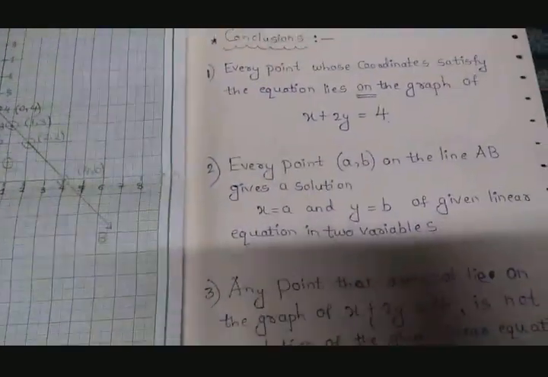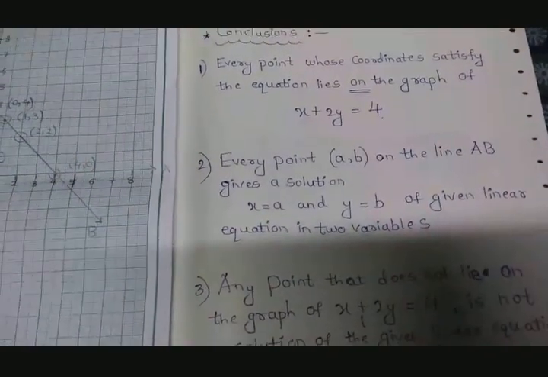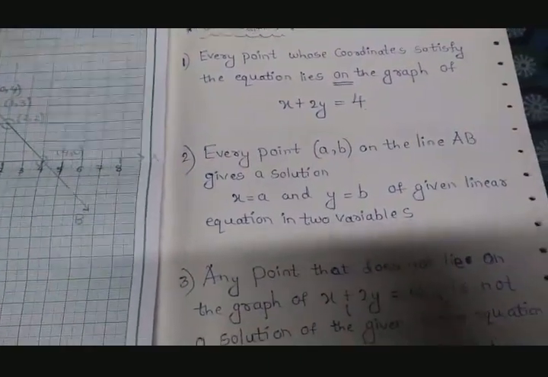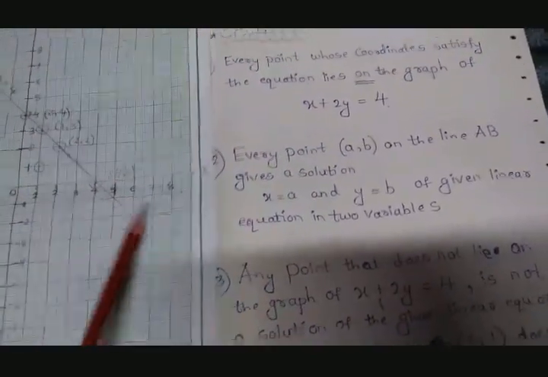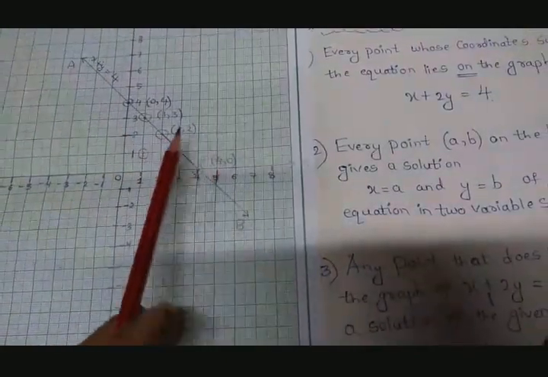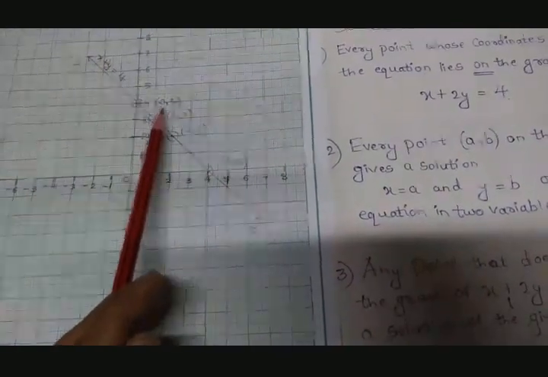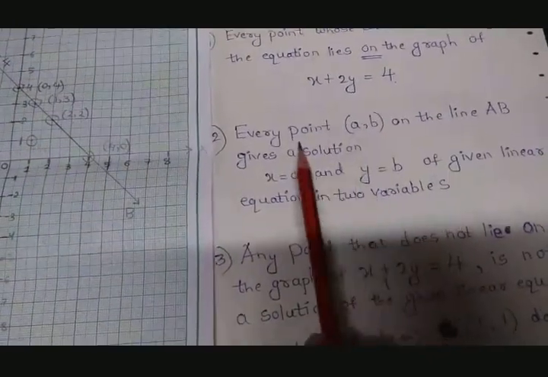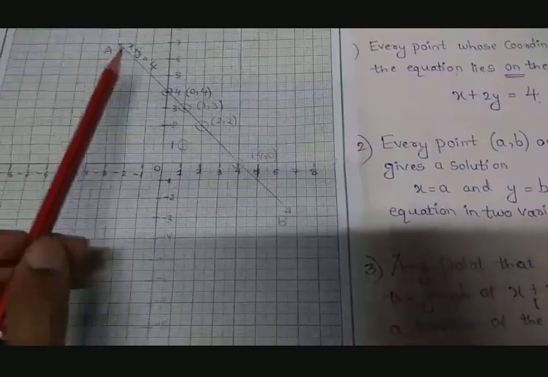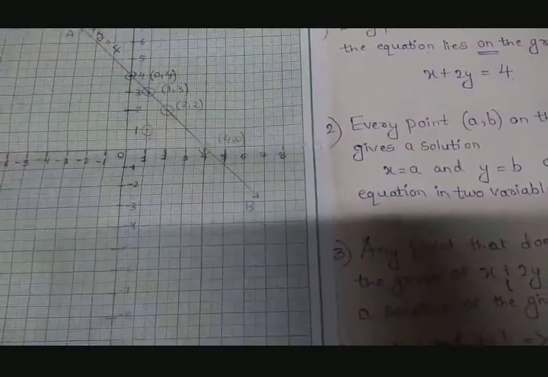Okay, so these conclusions I have just told you for your understanding's sake. These are not necessary to be written for every problem. The first point is that every point of the coordinate that satisfies the equation lies on the graph. That is, the solutions we obtained from the trial and error method always lie on the graph. The second point is every point (a, b) on the line AB gives a solution x equals a and y equals b.